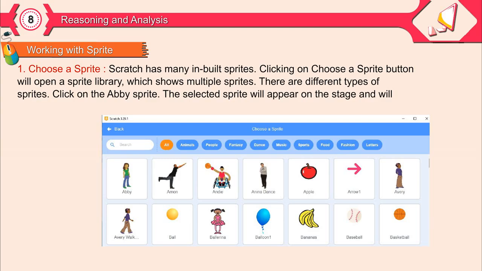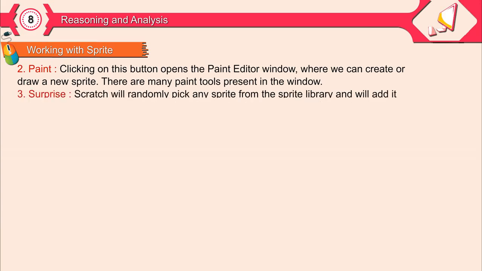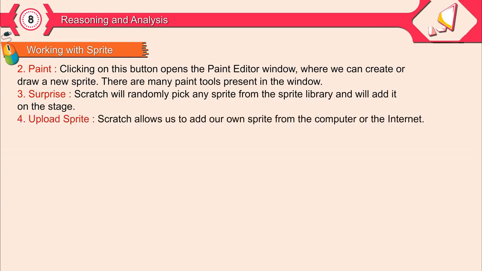There are different types of sprites. Click on the Abby sprite. The selected sprite will appear on the stage and will get added to the sprite info pane. Paint. Clicking on this button opens the Paint Editor window where we can create or draw a new sprite. There are many paint tools present in the window. Surprise! Scratch will randomly pick any sprite from the sprite library and will add it on the stage. Upload sprite. Scratch allows us to add our own sprite from the computer or the internet.